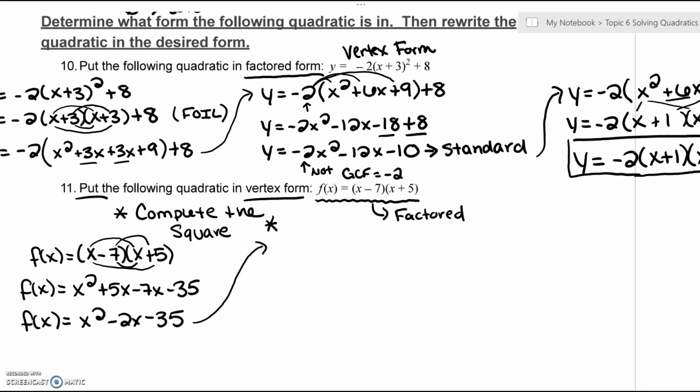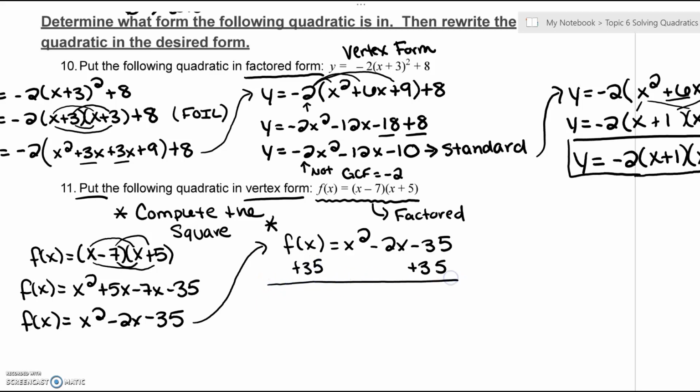So step 2, I'm going to come back up here. I have f of x equals x squared minus 2x minus 35. Remember, our next step is to move the constant. In this case, the constant is 35. So I have to move the constant to the other side and add in my blanks. So I have f of x plus 35 plus a blank equals x squared minus 2x plus a blank.